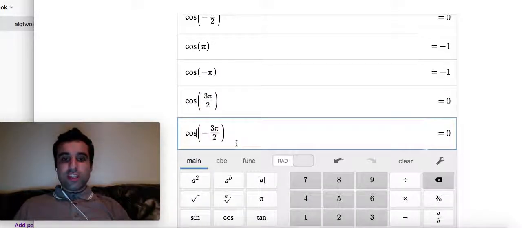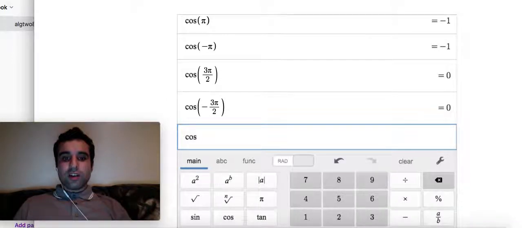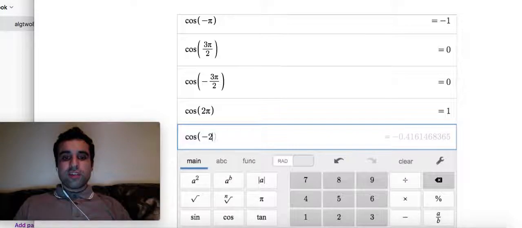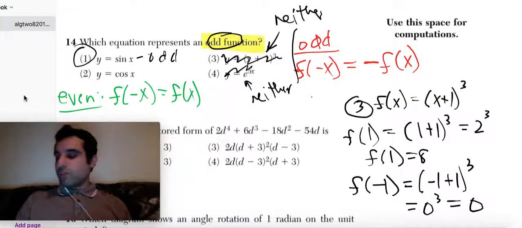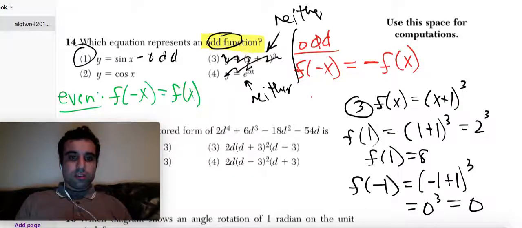So we got cosine here. Let's try cosine of 2 pi is 1. Cosine of negative 2 pi is also 1. All right? So cosine is an even function. So that's not the one we're going to pick, all right?